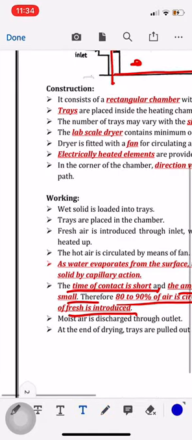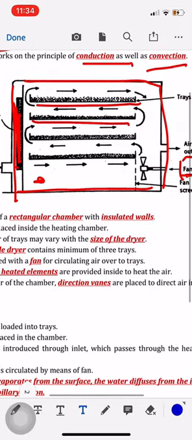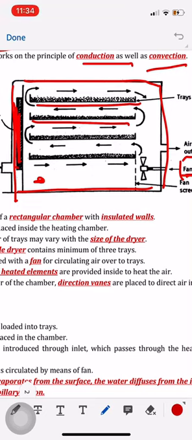Means during each cycle, what happens? The heated air is only circulated back. That means your air will enter through this inlet. It will get heated up. Then this heat is transferred to specific material.